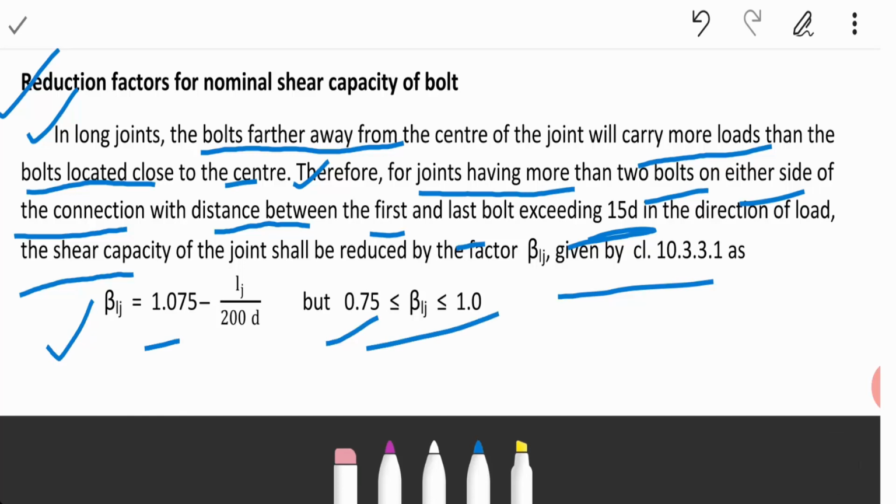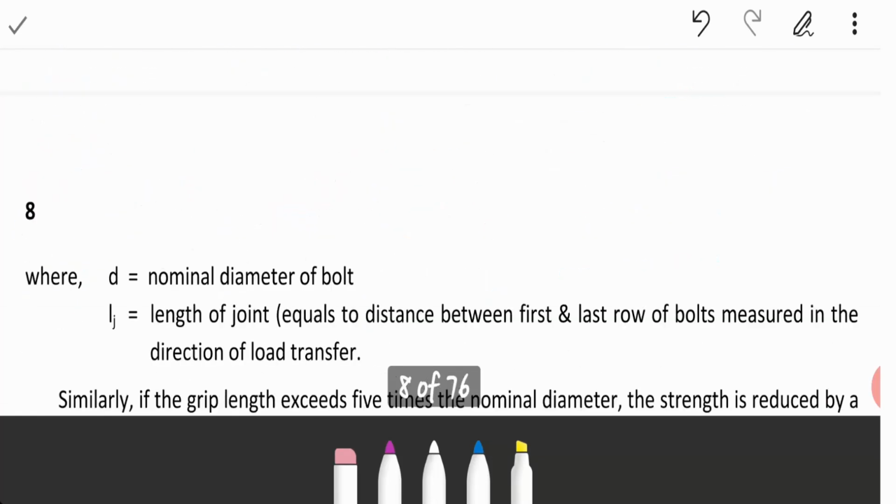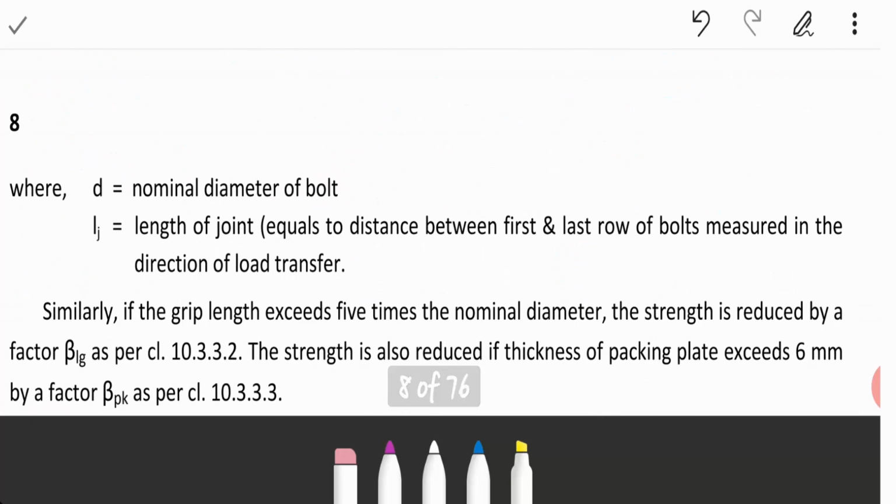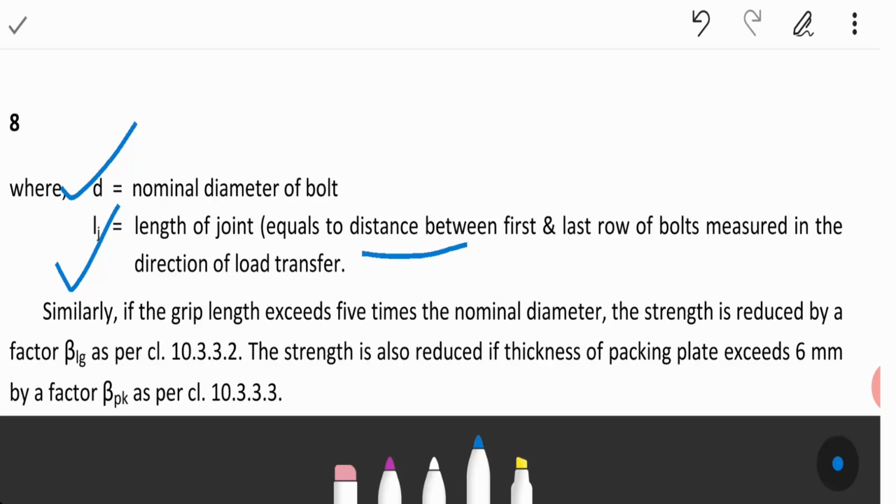Where d is the nominal diameter of the bolt, lj is the length of joint, which is equal to the distance between the first and last row of bolts measured in the direction of load. Right?